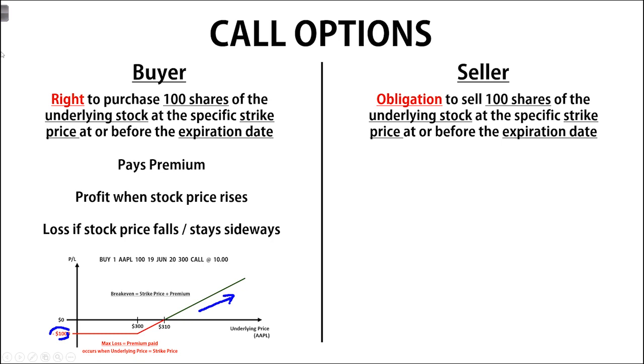When you sell a call option contract, what it means for you is that you are now obligated to sell the 100 shares of the underlying stock at the specific strike price at or before the expiration date. So anytime before the expiration date, if your buyer says, "Hey, sell me the shares now," no matter what, you will have to hand over the 100 shares at the strike price. No questions asked.